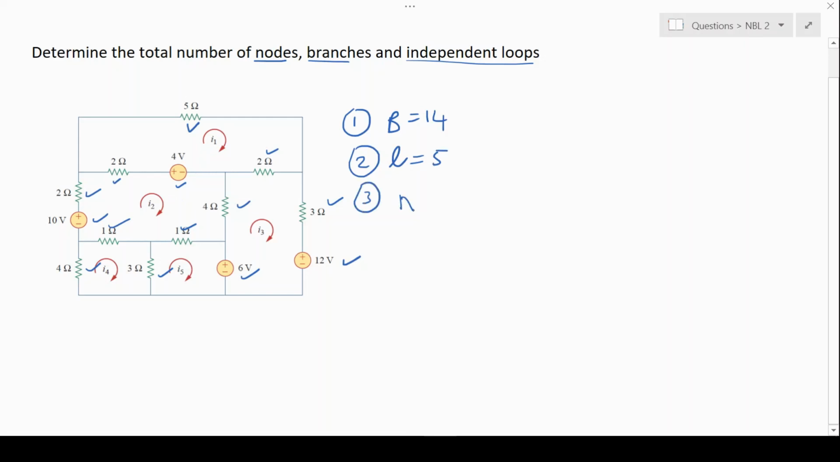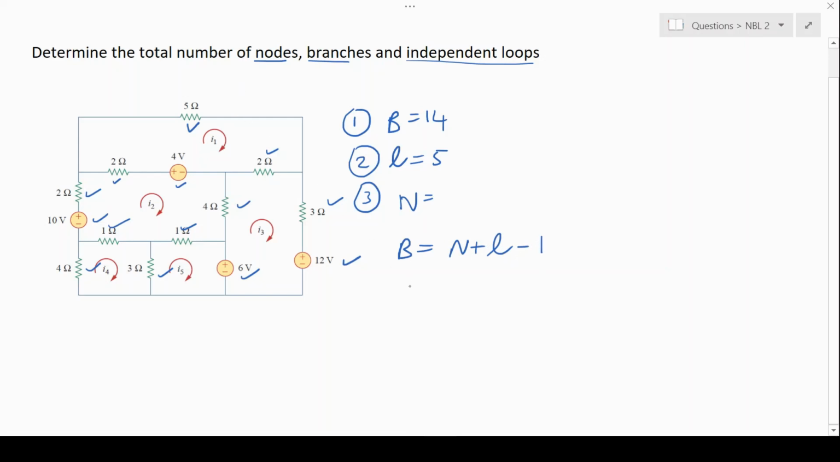Finally, the number of nodes. We know that a node is a point of connection between two or more branches. And typically here we're going to have a lot of nodes, so it would be advised to use the fundamental theorem of network topology, which states that the number of branches is equal to the number of nodes plus the number of loops minus 1.